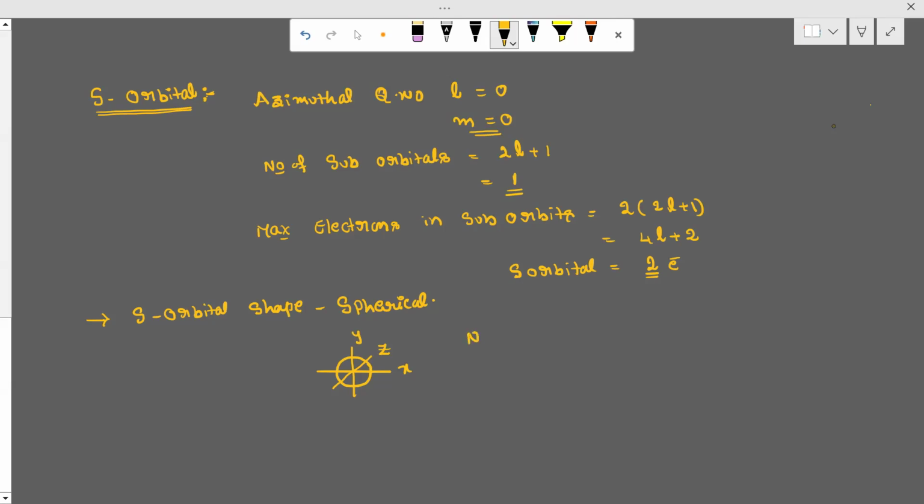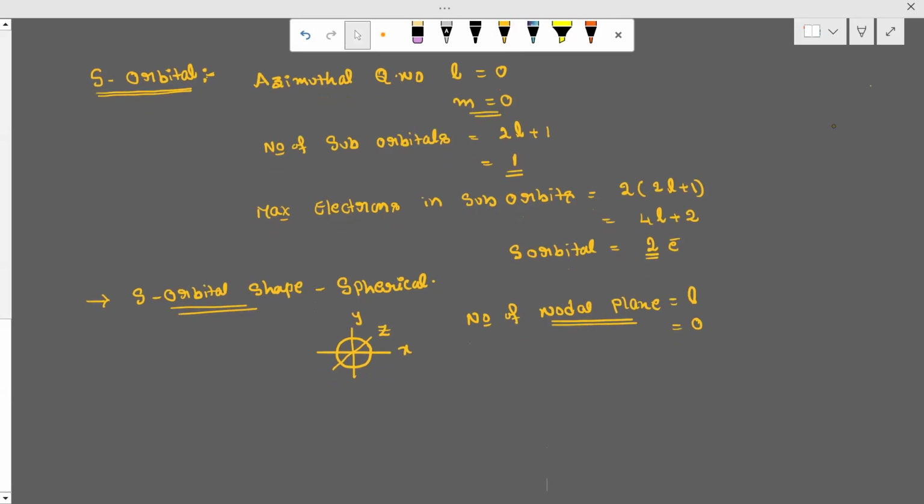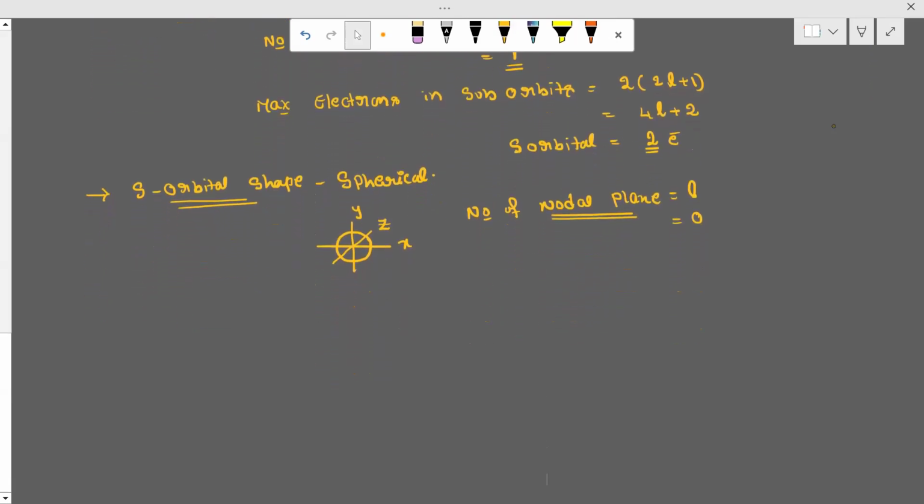The number of nodal planes is equal to the azimuthal quantum number. For s orbital, the azimuthal quantum number is 0. There is no nodal plane for s orbital. Nodal plane means where the electron probability is 0. So the electron density is concentrated along and between the axes. So that's why the number of nodal planes for s orbital is equal to 0.